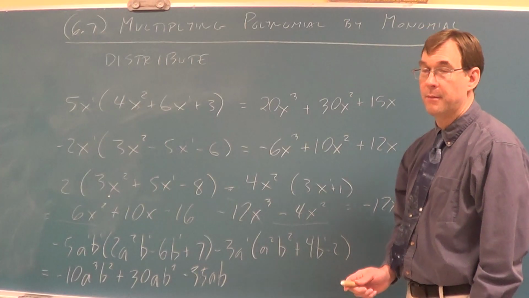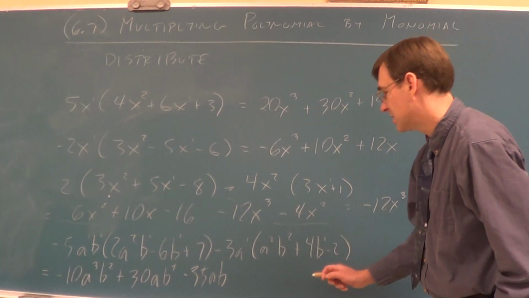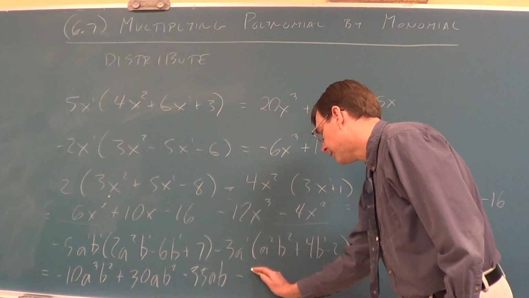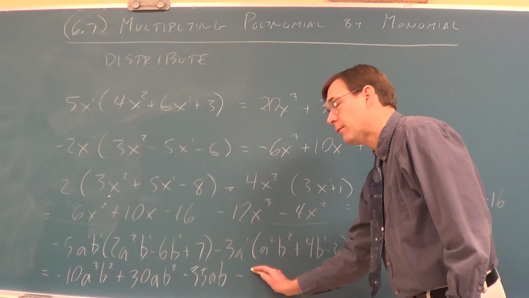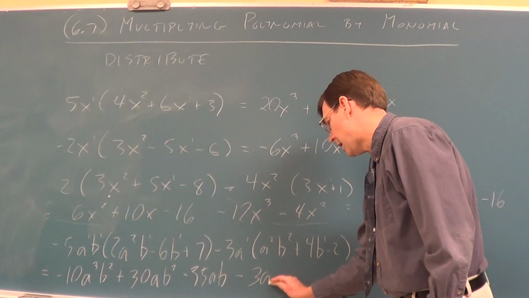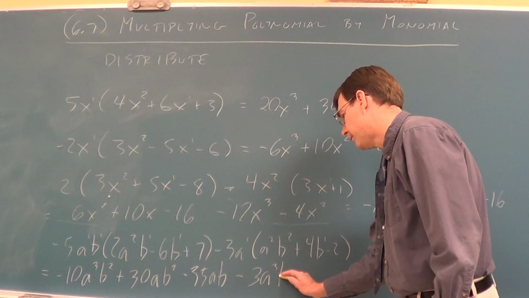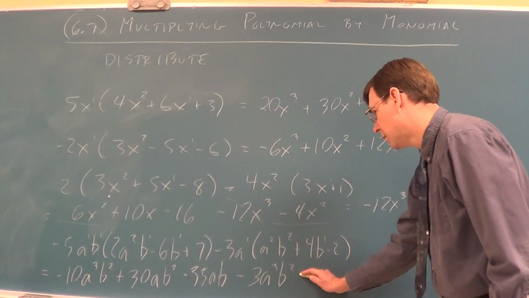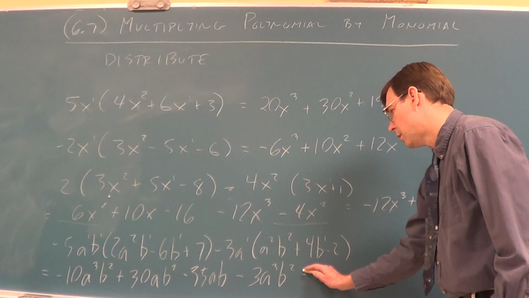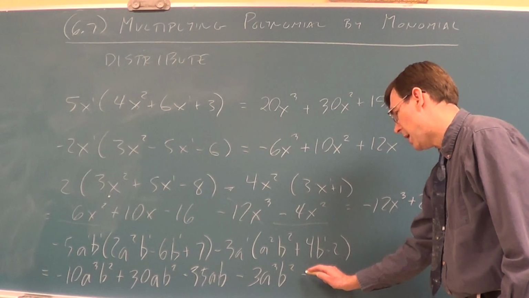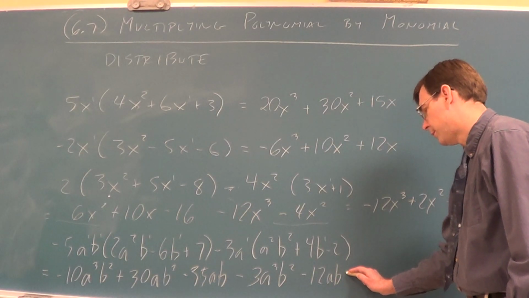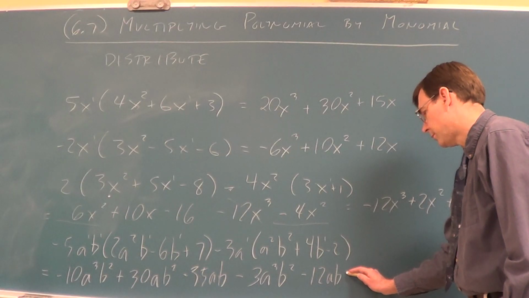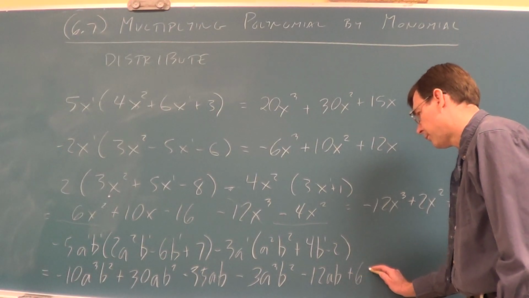Anybody have any problem with the first half? Second half, keep rolling. Any voice, just jump in. 3, A to the third. B to the second. Plus or minus? Minus 12, A and B. Plus 6, A.